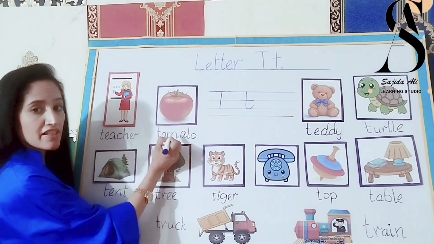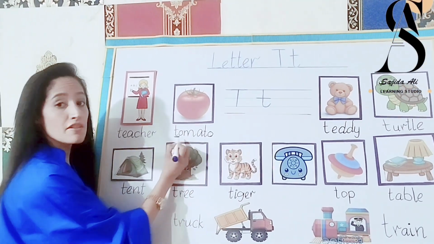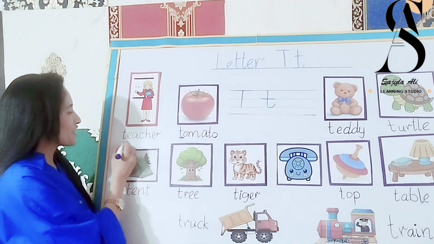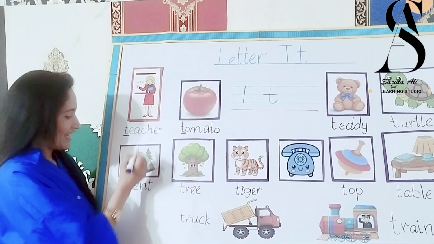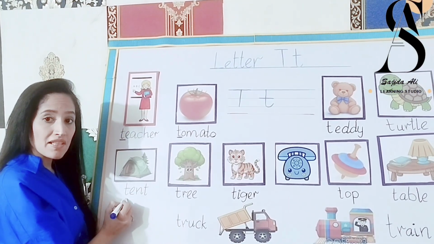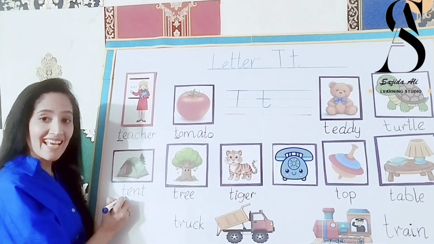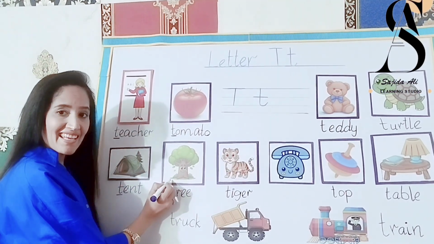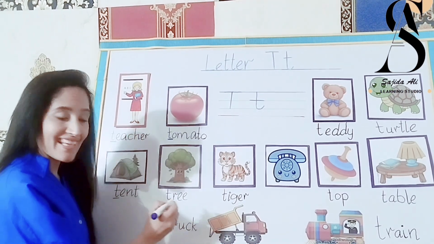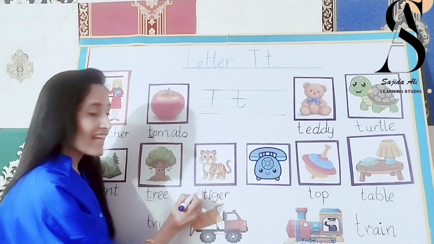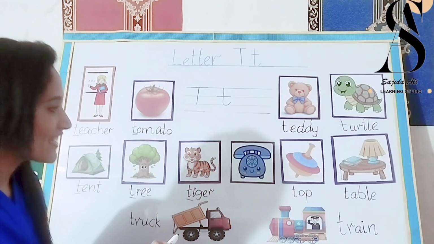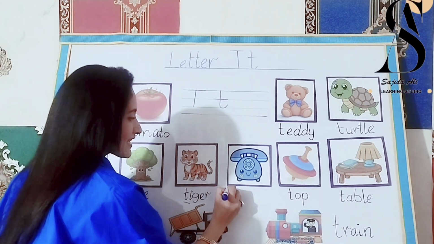Here, tomato. T, tomato. And this is teacher. T, teacher. Here, it's a tent. Tent starts with T. T, tent. Tree. T, tree. And this is tiger. T, tiger. And this is telephone.